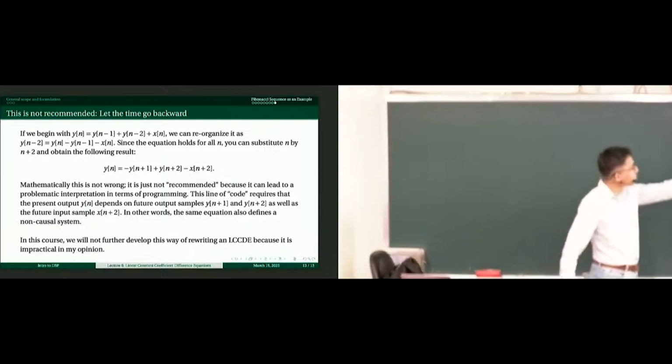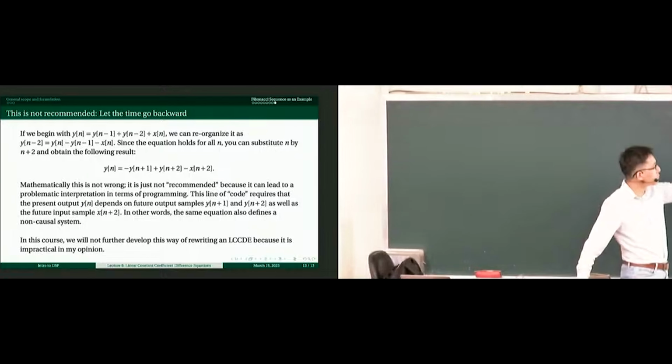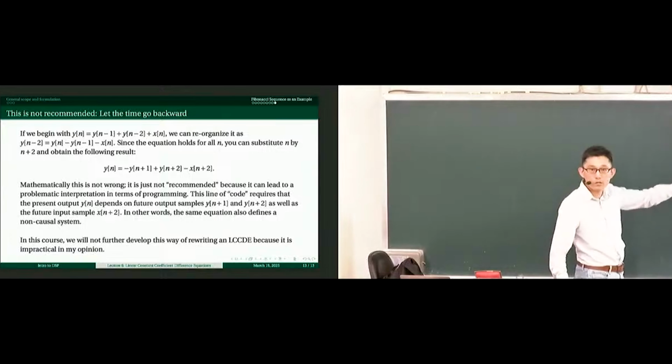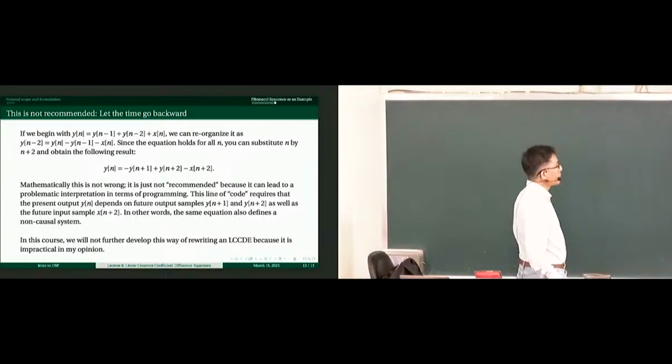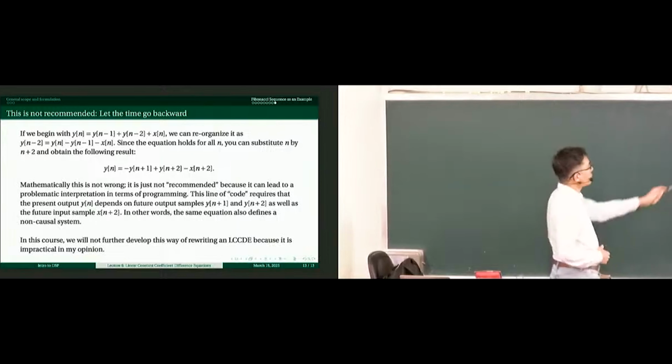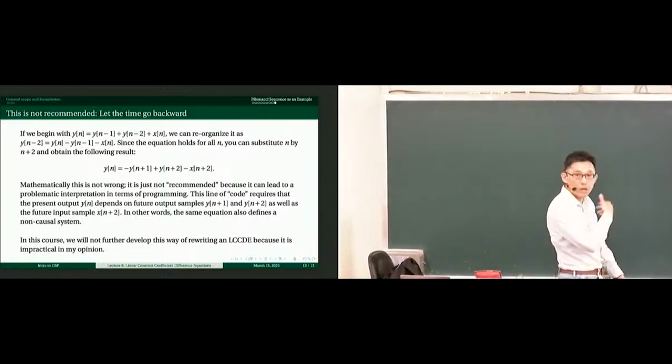Just using this same equation, but in a sort of unexpected way, right? We can rewrite the equation from here to here. Is everybody okay with this? Just by inspection, this is the same equation, right? Absolutely the same equation, just moving terms around left and right. And this equation is supposed to hold for all n, right? n equals 1, 2, 3, 4, 5, and so on, right? But how about we let the time go backward?